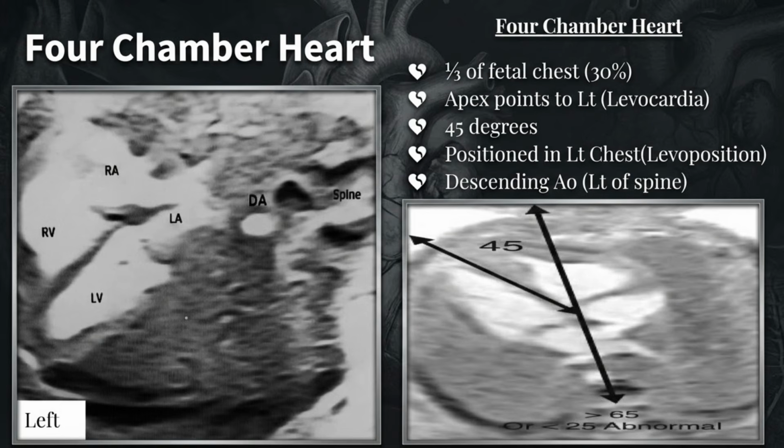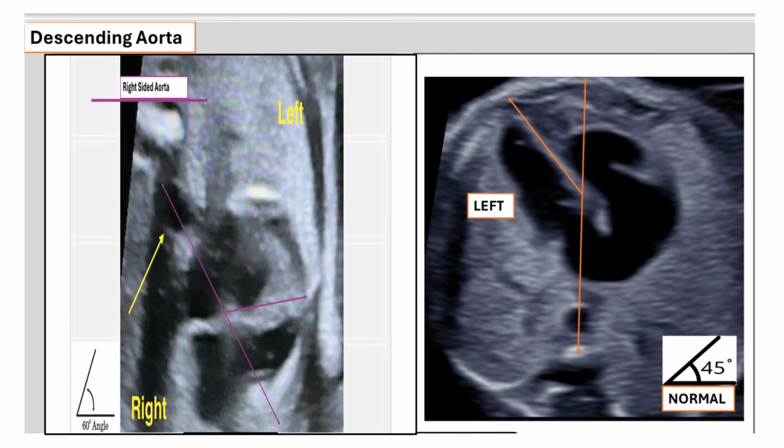The four-chamber heart makes up about 1/3 of the fetal chest. Its apex points to the left, which is levocardia, at an angle of 45 degrees. The heart is positioned in the left chest, or levo position, and the descending aorta is to the left of the spine. When examining the descending aorta, note that a 45-degree angle is considered normal.